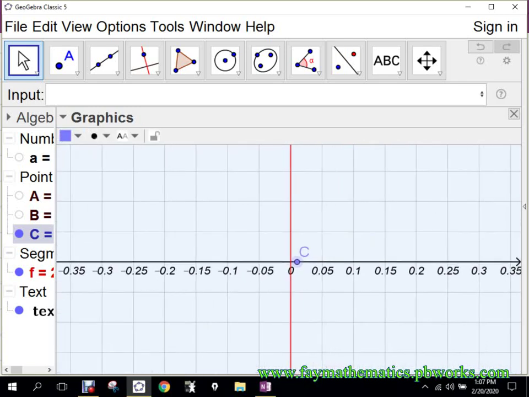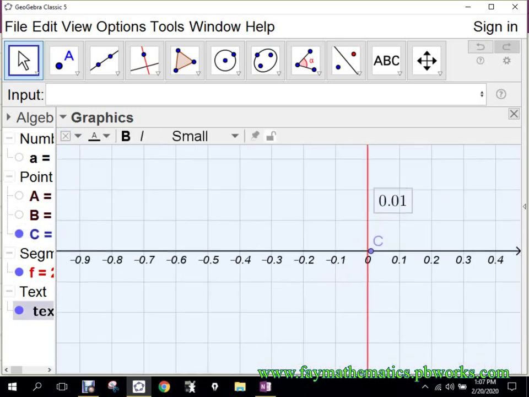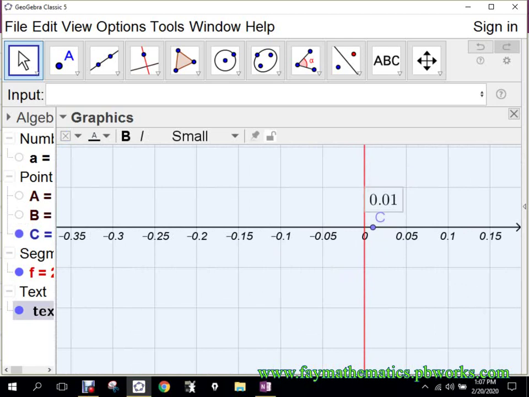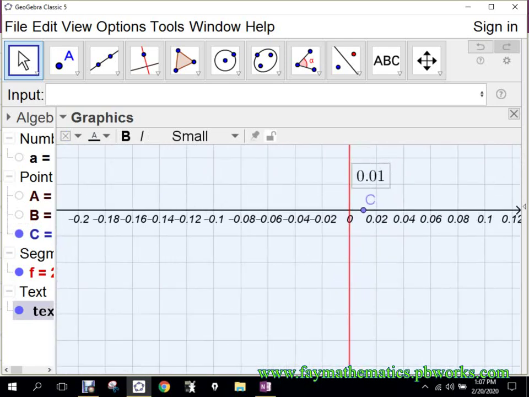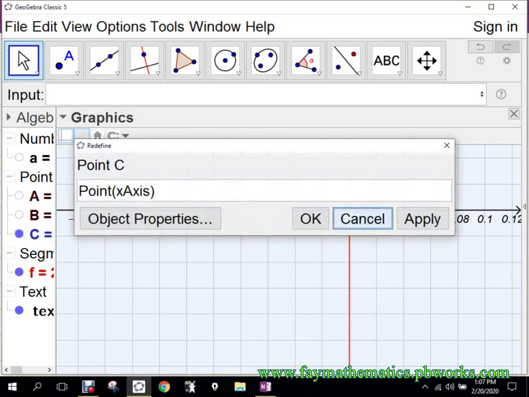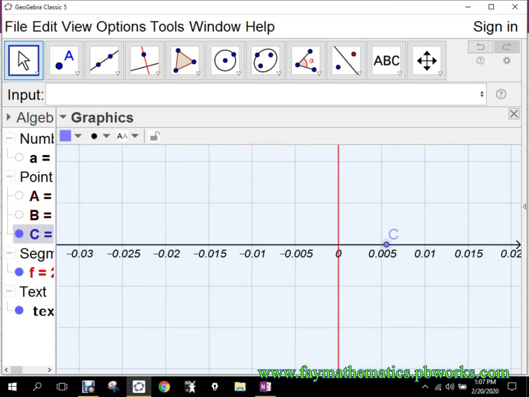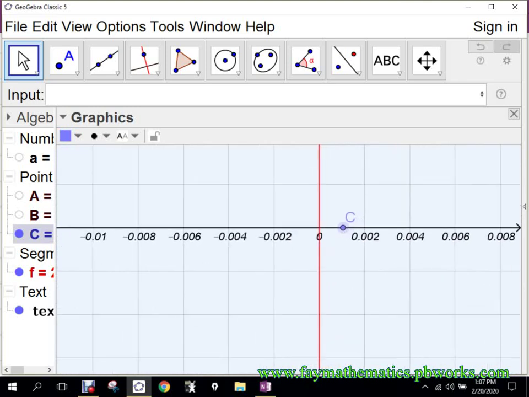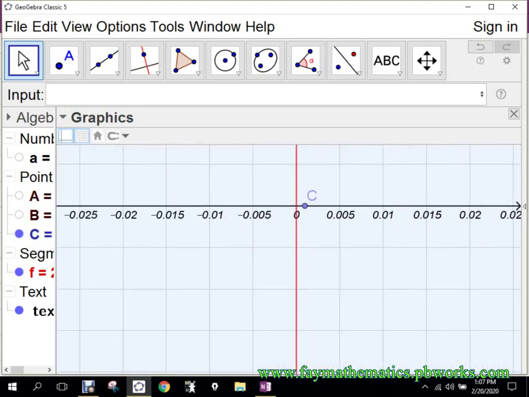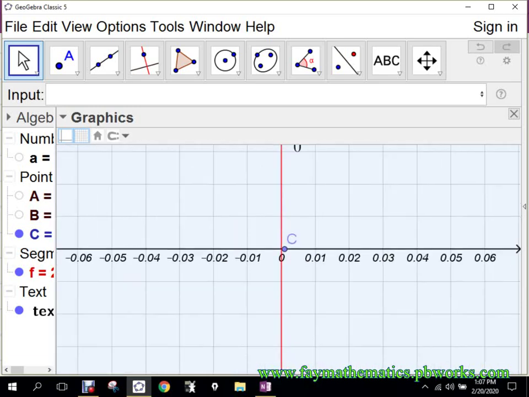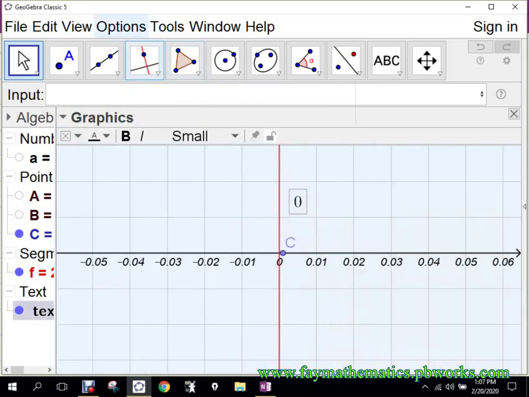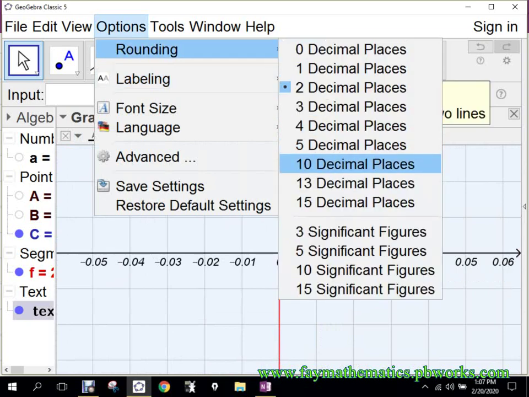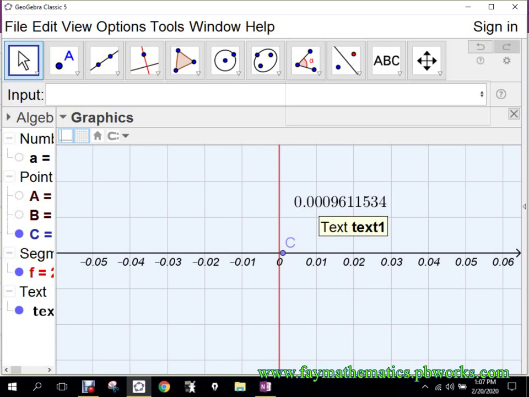Now, let's see, where did that number go? There it is. Okay. So there's my 0.01. Now if I go 0.001, see if I can get there. Close enough, okay. So I'm going to zoom back out. So now, let's go rounding. Okay, so that's close to 0.001, right? But what is that point C doing? It's getting closer and closer to what number? 0. Okay, so here's my question.